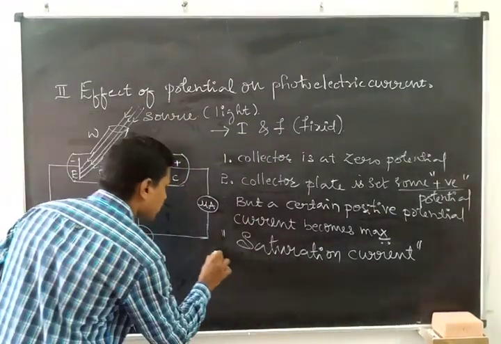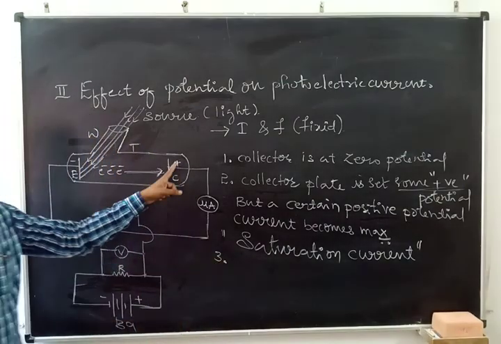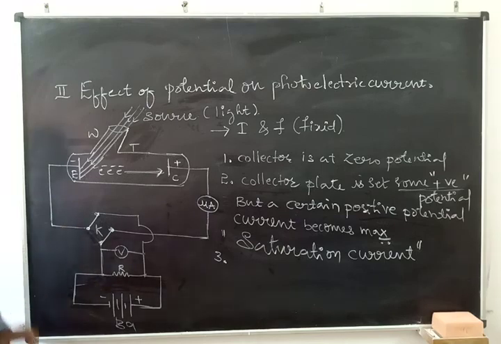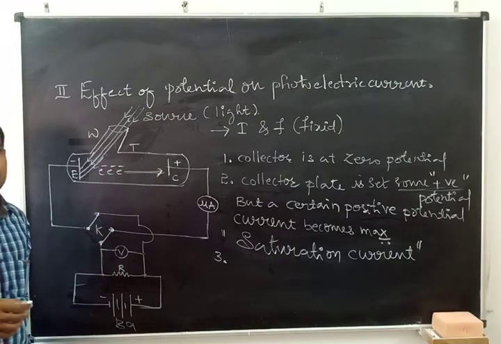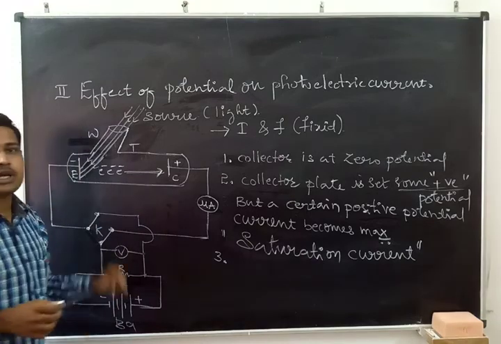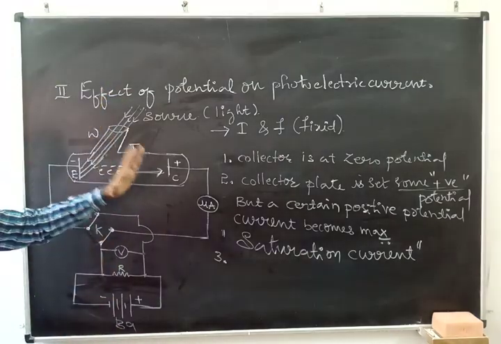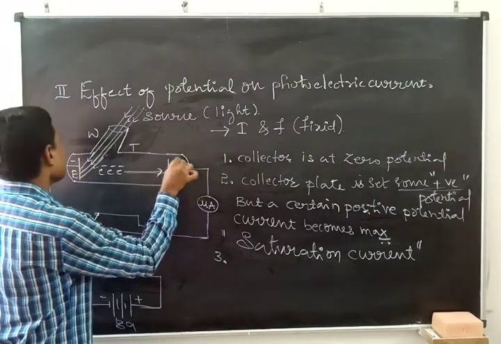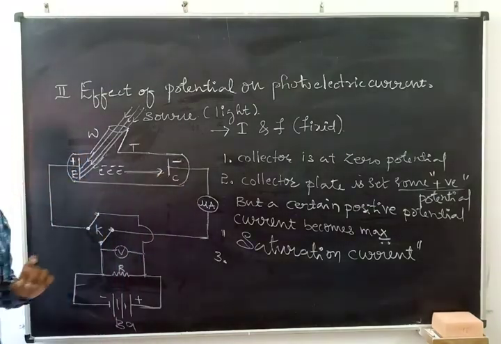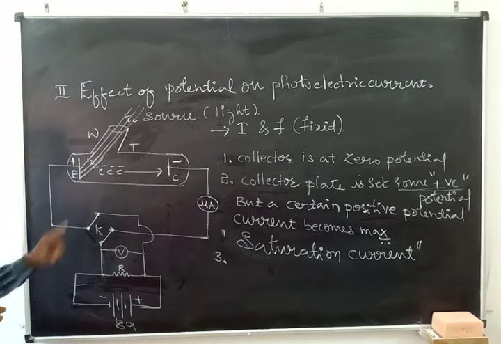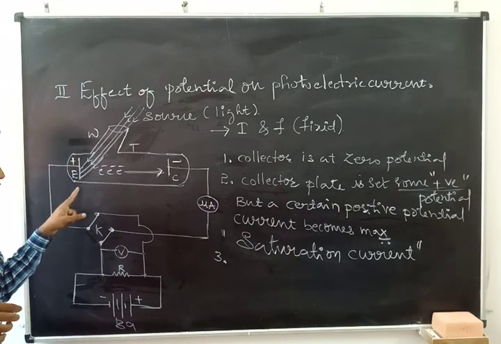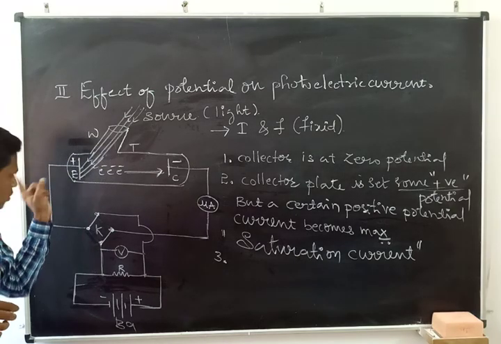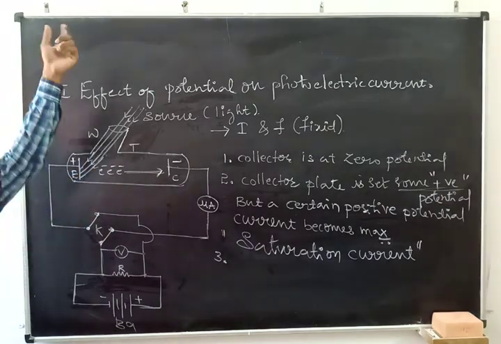Okay, so next the third condition. Now instead of maintaining this at positive potential, I will make it negative with the help of this commutator, meaning I am reversing the potential. As you reverse the potential, what happens? The electrons get repelled from this collector plate. Now I am making this negative and the emitter positive, even though Hallwachs and Lenard said that when the positive plate is illuminated with ultraviolet radiation, it still ejects electrons. This was the Hallwachs and Lenard observation.